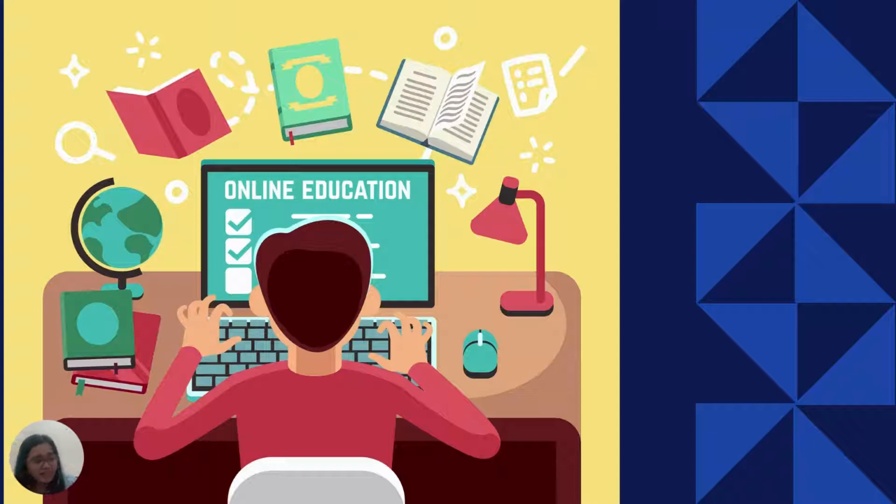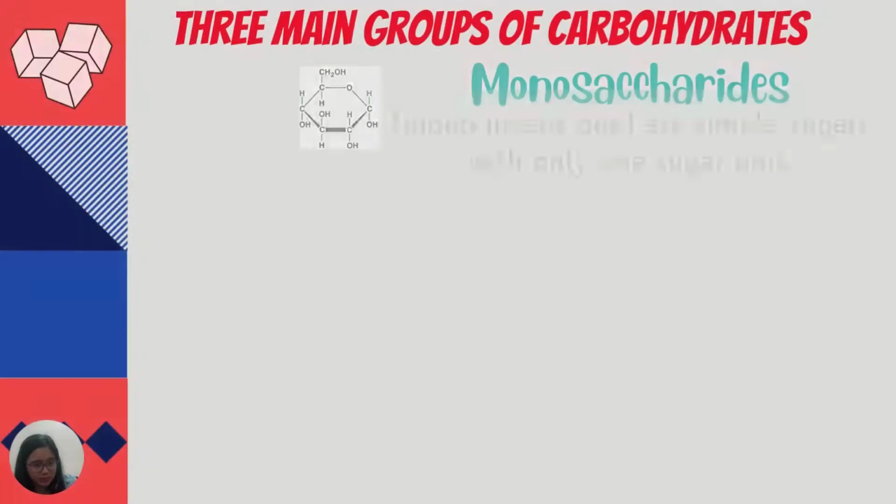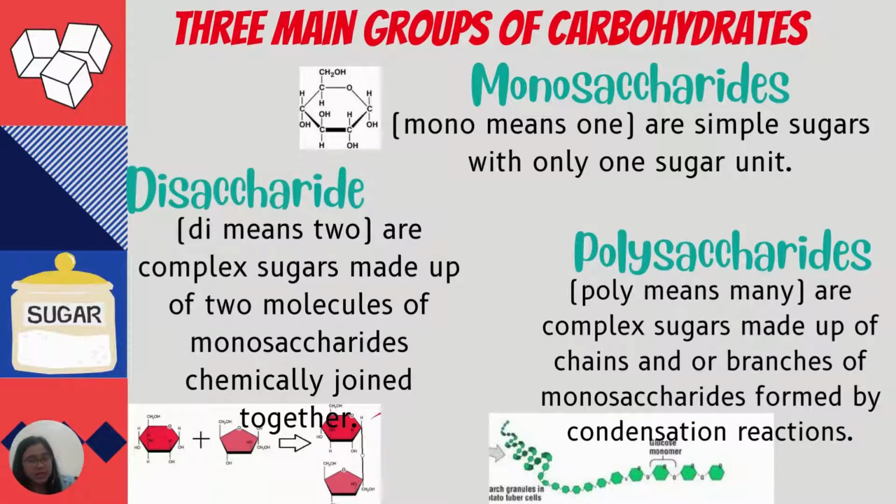Carbohydrates have 3 main groups. We have the monosaccharides, disaccharides, and polysaccharides. Monosaccharides, from the word mono, meaning only one. Remember the term saccharide at the beginning of this session. Saccharide is the unit or the building block of carbohydrates. Nilagyan natin siya ng mono, mono means one. So monosaccharides are simple sugars with only one sugar unit.